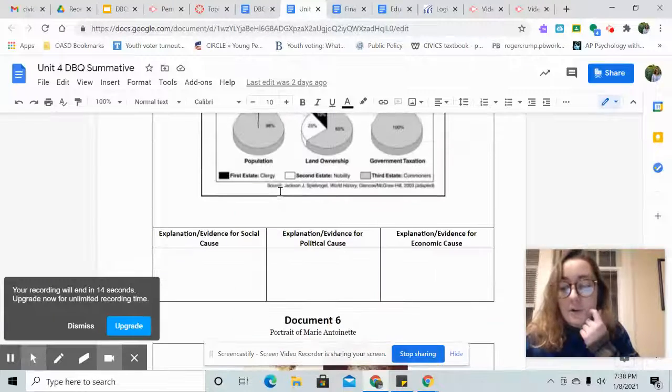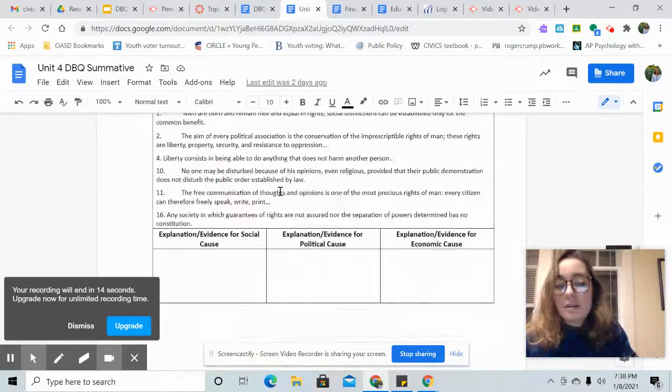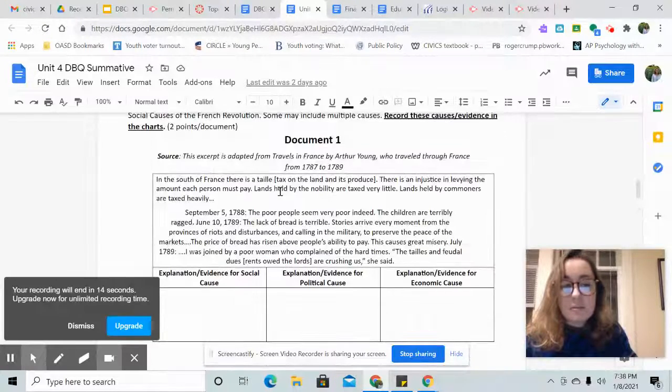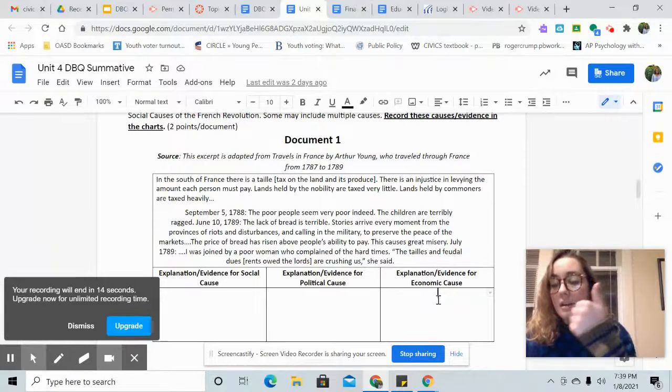So let's take another example. I'll go through one more document and how to interpret it and use it. So let's see, document 1. I use this as an example for an economic cause. So document 1, they're talking about how the poor people seem so poor. There's a lack of bread. We're hungry. The price of bread has risen above people's ability to pay. Oh my gosh, it's terrible. Right? So this is clearly about economics because they're talking about being poor, not having money. The economy is bad and there's a famine. They're not able to pay for the bread. So I would put that in my notes here.